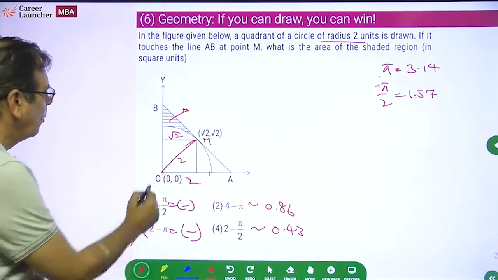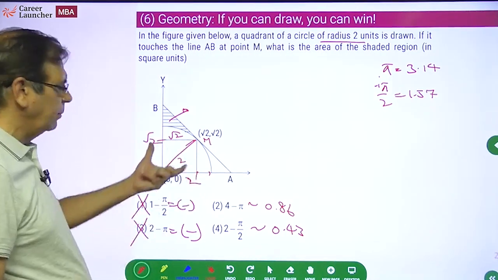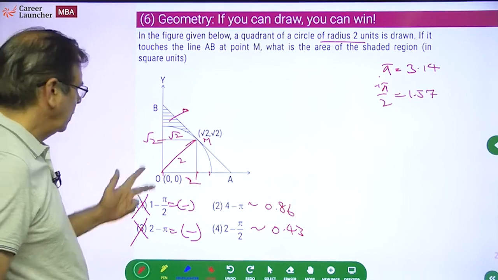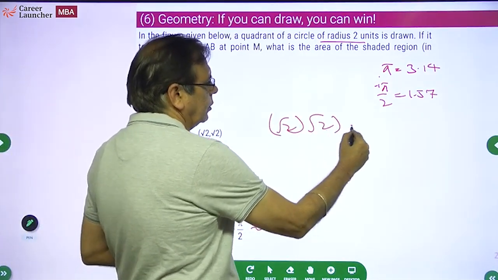This is root 2, root 2. So obviously this is going to be root 2 and root 2. What is the area of this square? Look at the area of the square. Area of the square will be root 2 into root 2, which is 2.